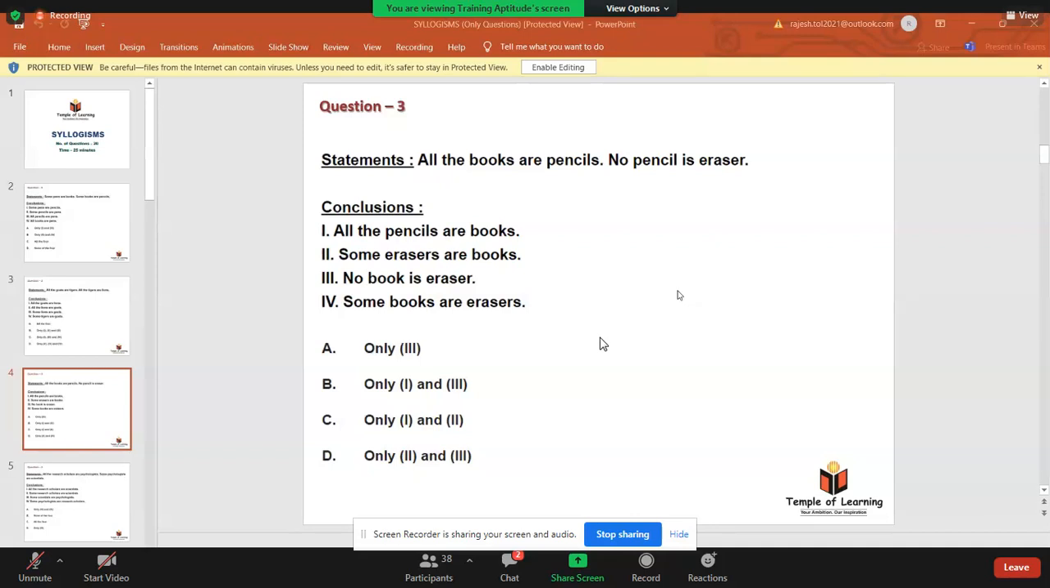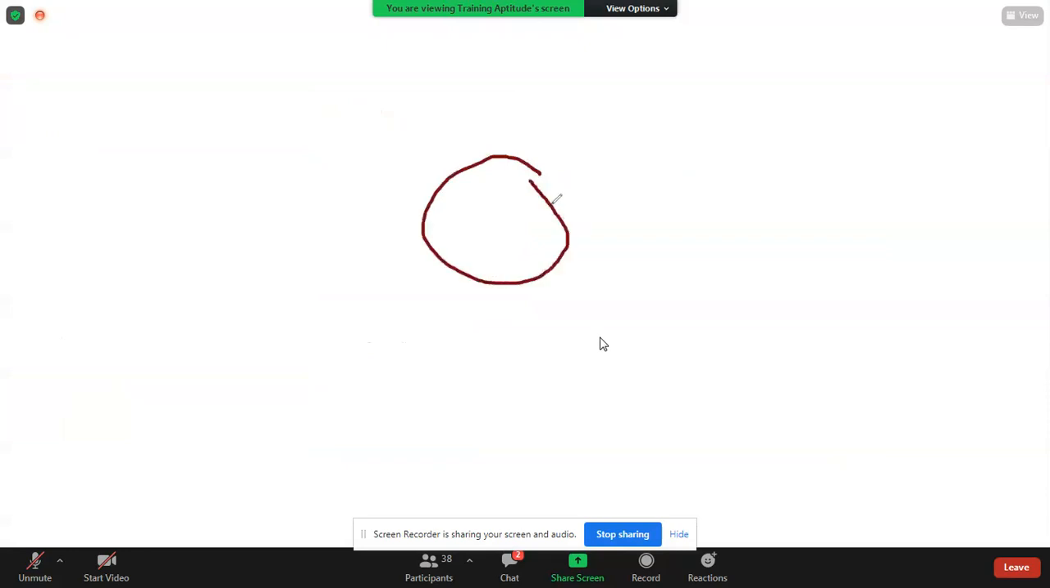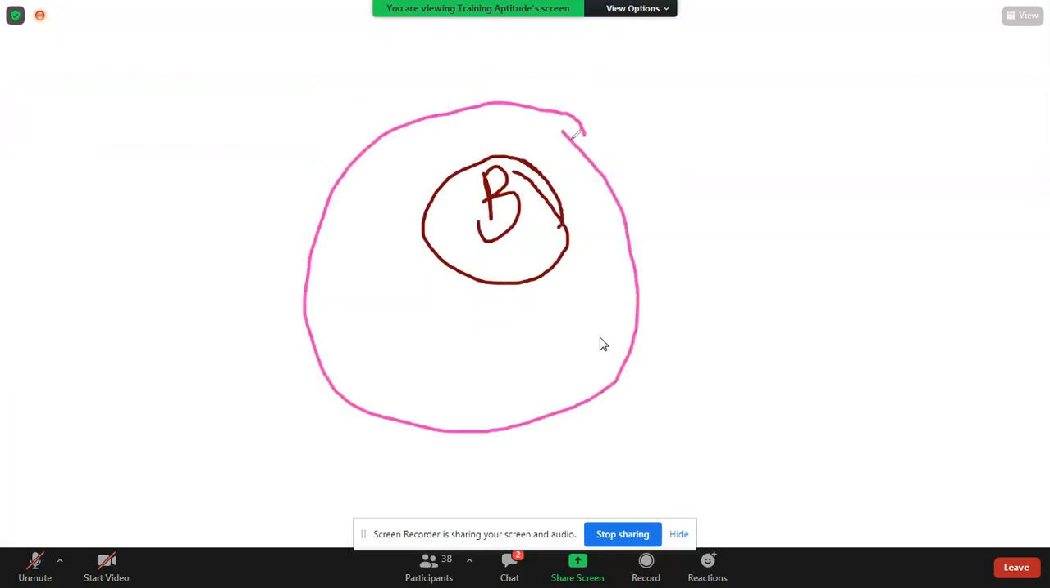All the books are pencils. No pencil is eraser. This was much simpler. So all the books are pencils. Students, I would request you to read books as a habit. And eraser is outside the purview. No pencil is eraser. So pencil is a bigger set, so eraser is outside this.